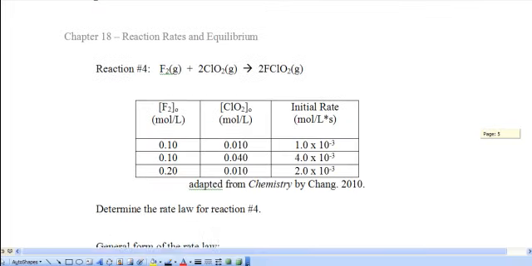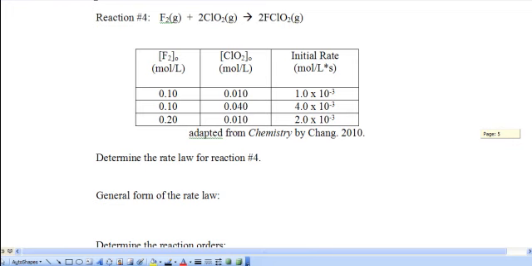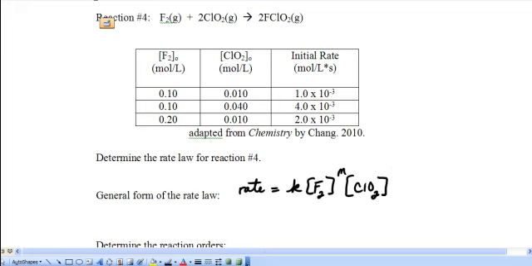So here's the last reaction we want to take a look at: fluorine plus ClO2 forming FClO2. We write the general form of the rate law. So rate will equal some rate constant K times the fluorine raised to some unknown power times the ClO2 raised to some unknown power.